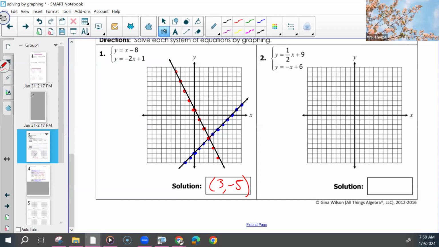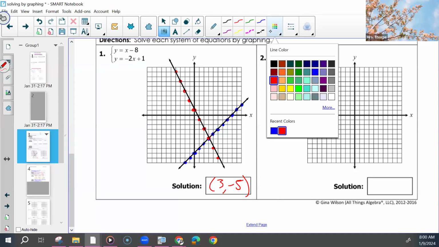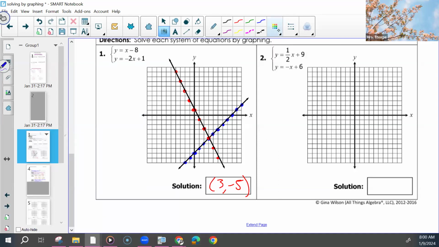Questions on that? Okay, let's do number 2. Same process, y-intercept starts at 9. Slope is 1/2, so I can go up 1, right 2, down 1, left 2, as many times as possible. Draw a line. Connect all your dots.